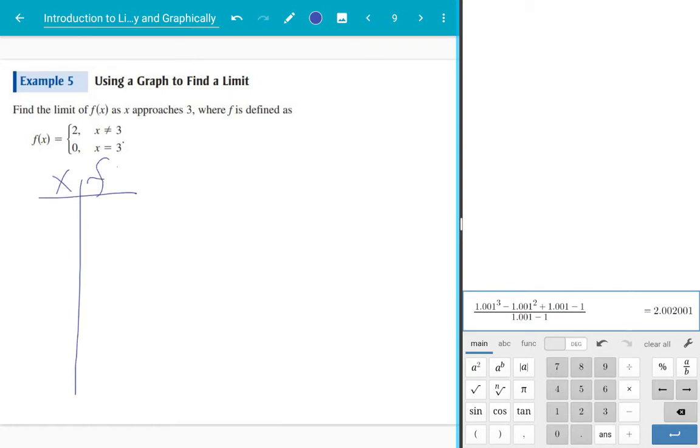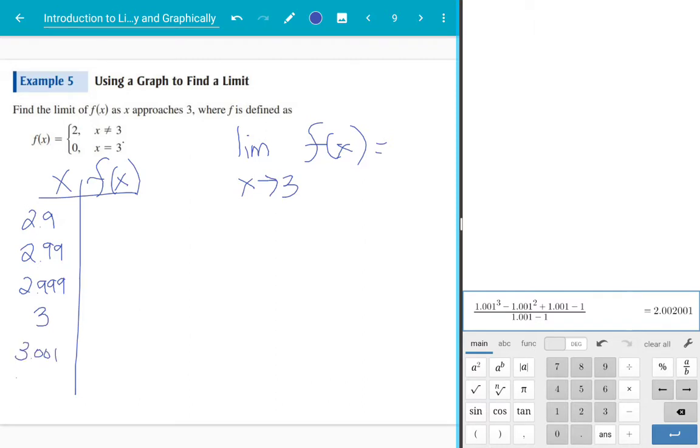So we have x, f of x. What number are we going to approach? If we wrote this in limit notation, we're doing the limit as x approaches 3 of the function. We're going to leave it as f of x because it is a piecewise. We're going to see exactly what this limit is equal to. So we're approaching 3, so we're going to go 2.9, 2.99, 2.999, 3, 3.001, 3.01, 3.1.